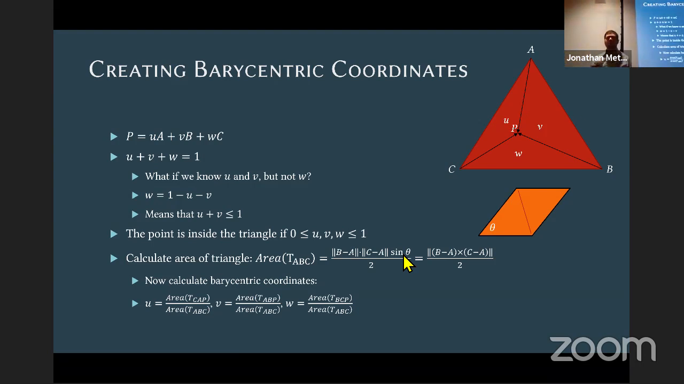What special tool can we use if we want to calculate the sine of theta? The cross product. So yes, it's going to be the cross product. We don't have to do anything special here. Then we just take the length of the cross product between these two edges and divide that by 2.